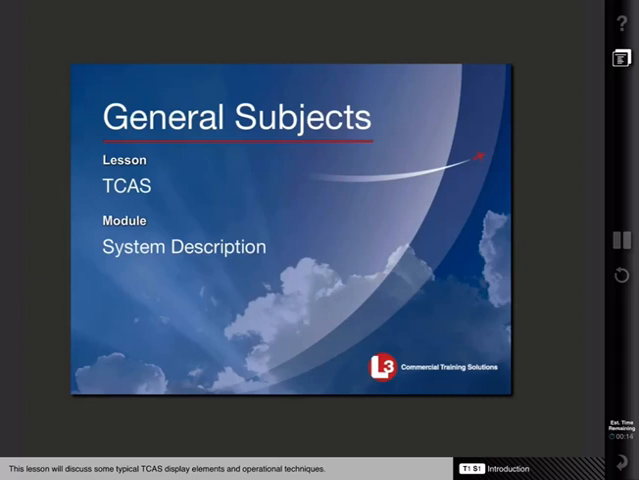We'll discuss some typical TCAS display elements and operational techniques. When you are done with this lesson, you will be able to understand TCAS symbology and how to react during a TCAS event.